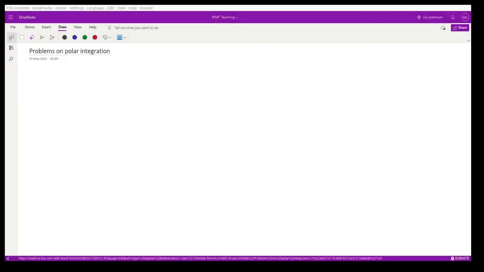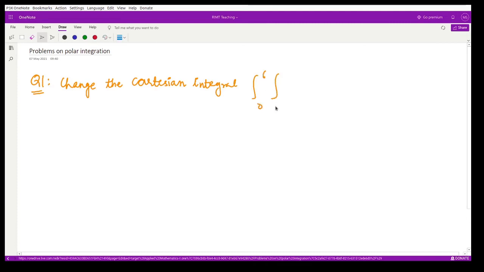So here we shall look at some of the problems based on polar integration. How could you solve various problems according to this polar integration? Suppose the first question, question 1, is: change the Cartesian integral, integration from 0 to 6 and integration from 0 to y of x dx dy, into the equivalent polar integral.